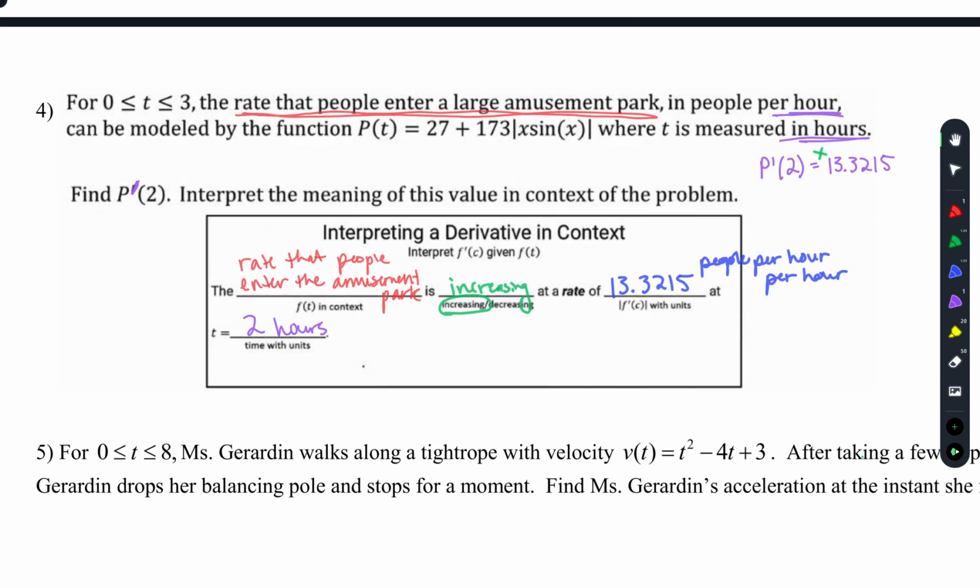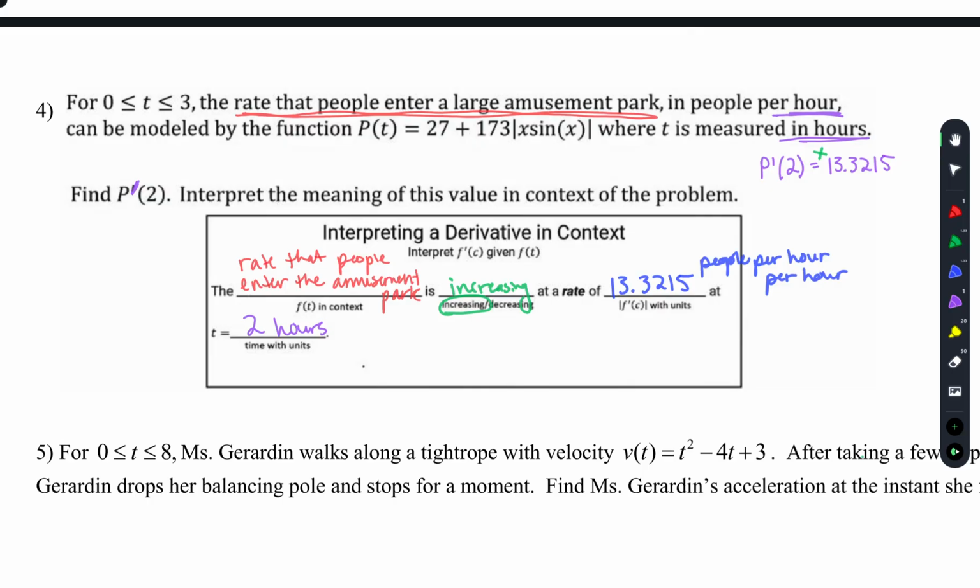All right, so this one's a little harder because the function you start with is the rate itself. So that's all you say. The rate that people enter the amusement park, that's what P is. So just explain what P is. It's the rate. It's not the amount that people are entering, it's the rate, right? And it's positive, so it's increasing. And it's a rate of, now people per hour squared is kind of janky. You should be writing people per hour. So people per hour at t equals 2 hours.